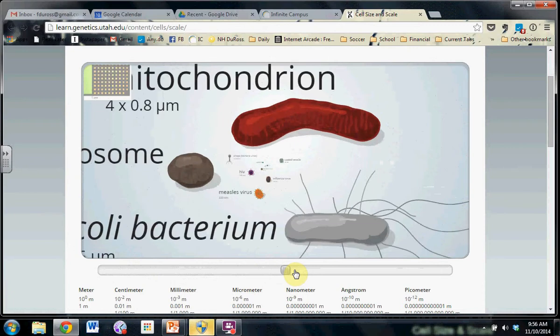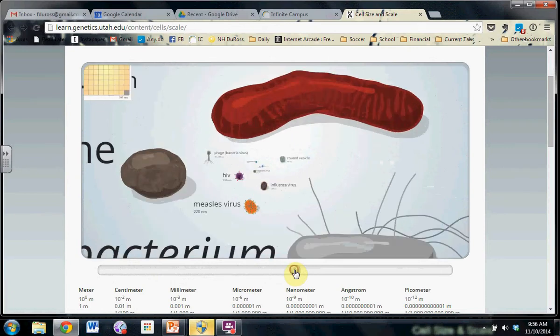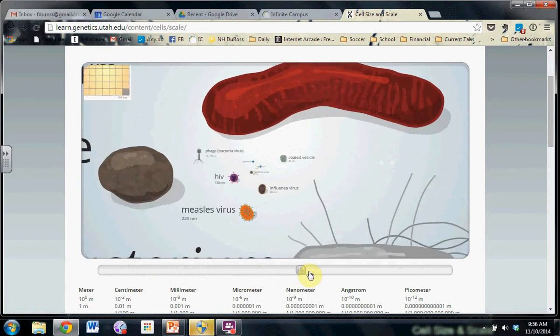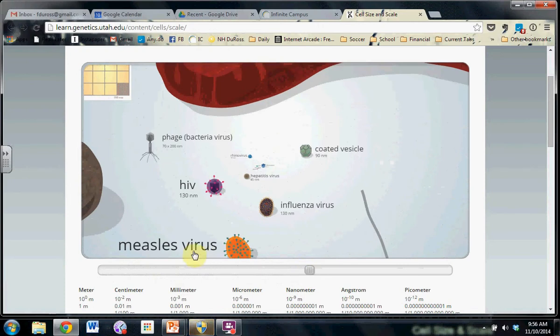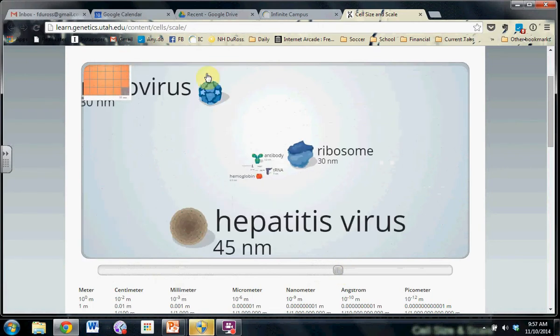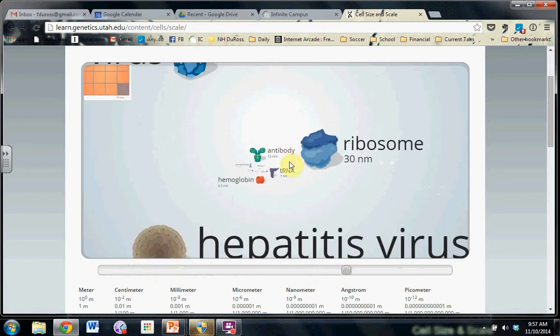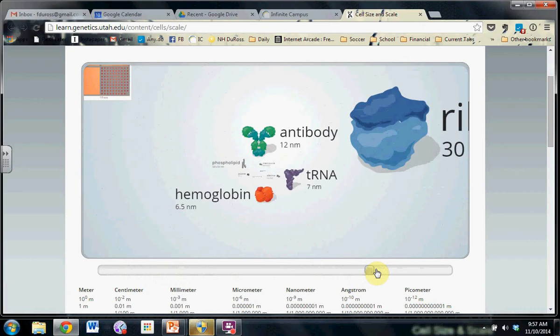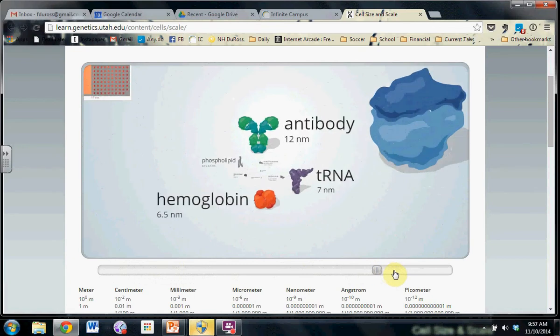We can even get smaller. Below that, we have viruses. Viruses are very, very small. They're just tiny little packets of DNA, really. Measles, HIV, influenza are now on the scale of nanometers. If we continue to zoom in, we can get even smaller than that. Rhinovirus, which causes colds. Ribosomes are within cells, nanometers. Antibodies that help our immune system function, and transfer RNA, hemoglobin that's in our blood cells.